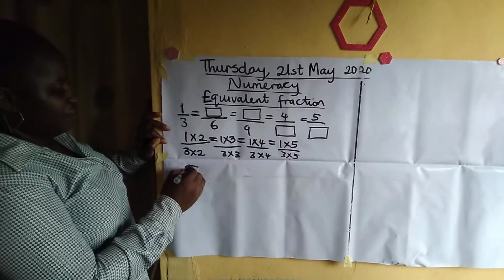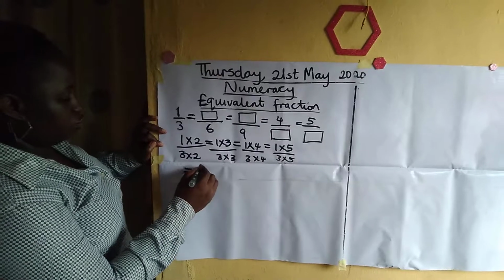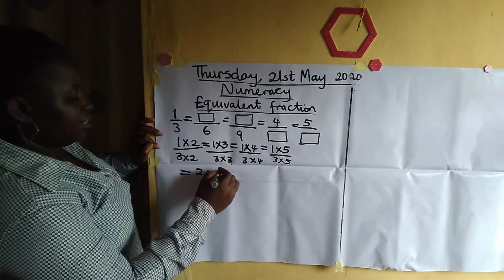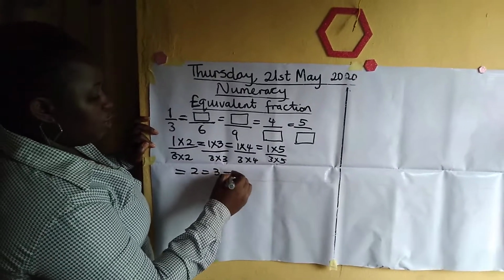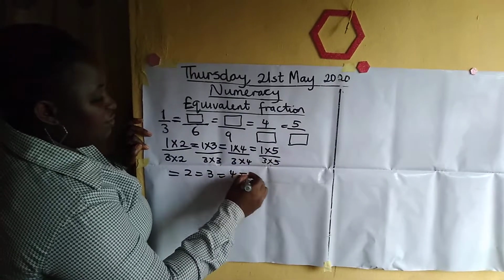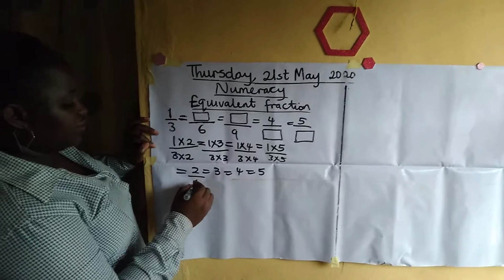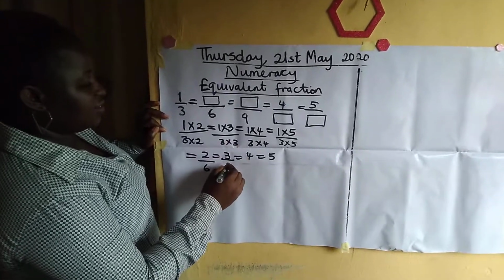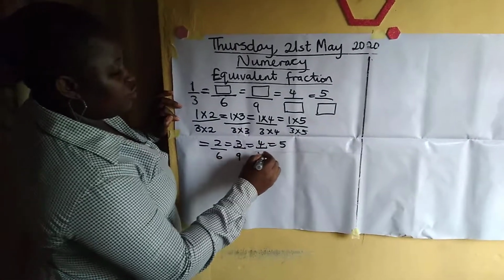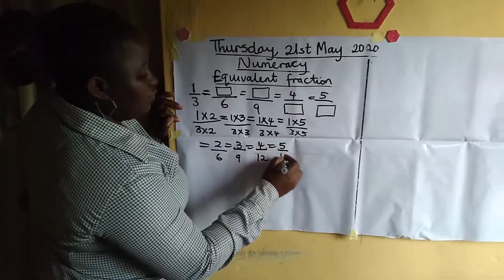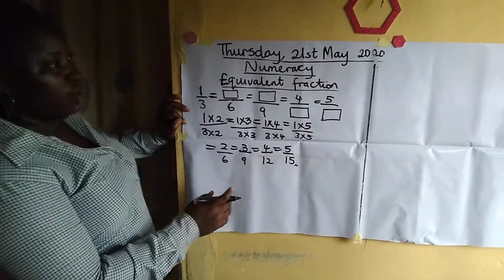Now let's get their values. 1 times 2 gives us 2. 1 times 3 gives us 3. 1 times 4 gives us 4. 1 times 5 gives us 5. For our denominators, 3 times 2 gives us 6. 3 times 3 gives us 9. 3 times 4 gives us 12. And 3 times 5 gives us 15. Now, these are the answers we have gotten.